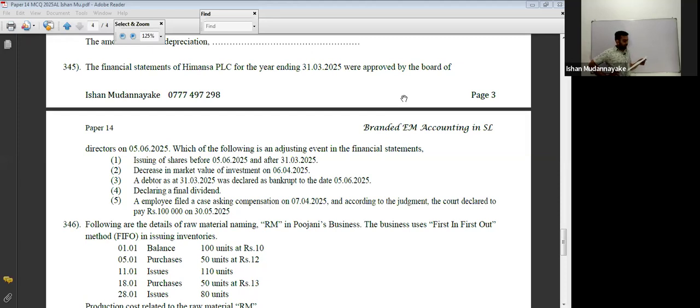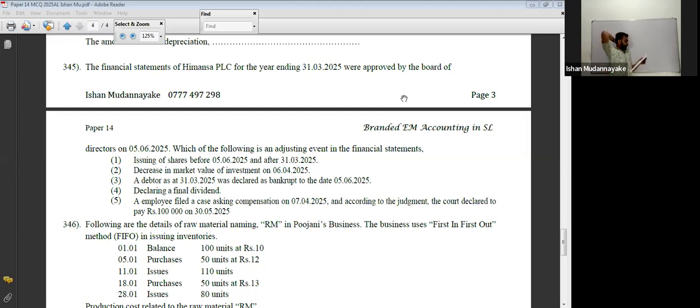There is no evidence that the market value of the investment had decreased as at 31st March 2025. It dropped on 6th April. On that date the market value decreased, so there is no need to adjust.